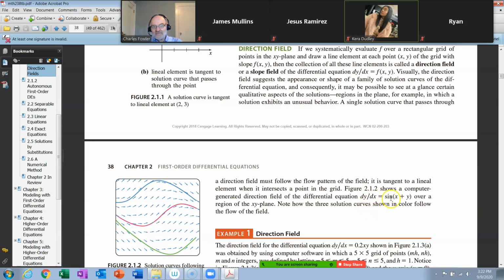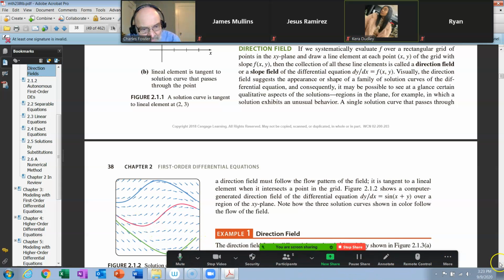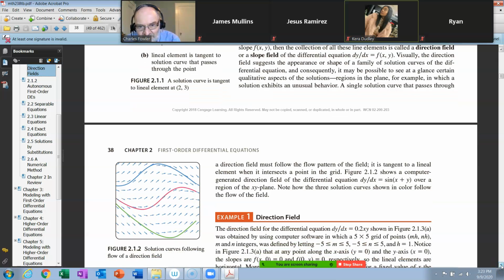So here dy dx is equal to sine of x plus y. And we want to do that over a region of space. Notice that 3 solution curves are shown in color in the direction field. So let's start with a point. Now they don't give us values. But let's just say x is equal to 0 here and y is equal to some value. We don't know what it is, okay? Then the sine of y is going to be the direction here.